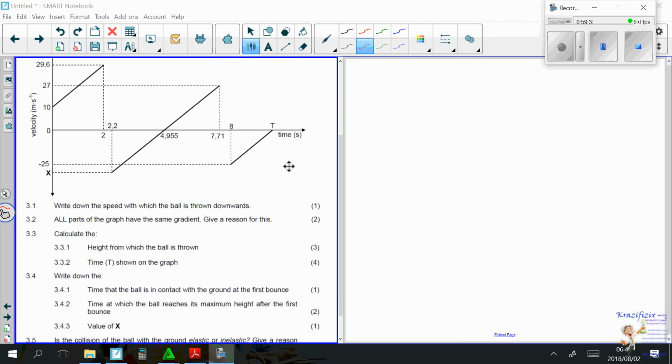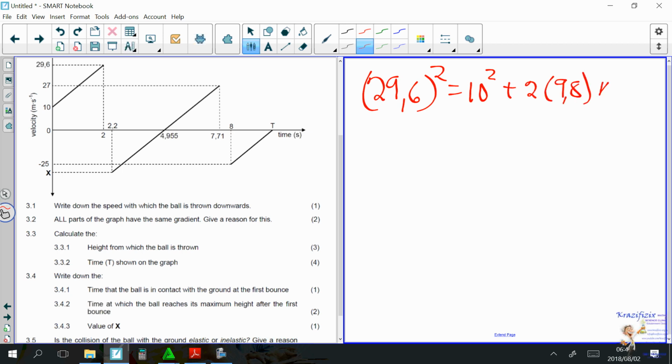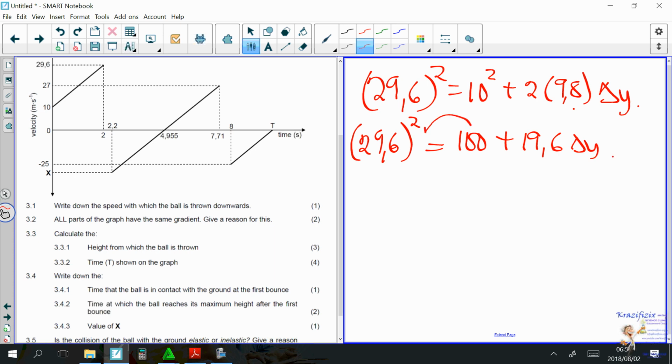All right. New page. We said 29,6 squared equals 10 squared plus 2 times 9,8 times delta y. Please, guys, don't use delta x here. This is not horizontal. If it's horizontal, you cannot use 9,8. That's wrong. All right. So what would this be? 29,6 squared, I'm sure you have your calculators, equals 100 plus 19,6 delta y. Now we bring this here. It becomes 29,6 squared minus 100 equals 19,6 delta y.